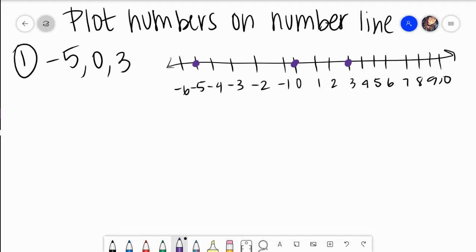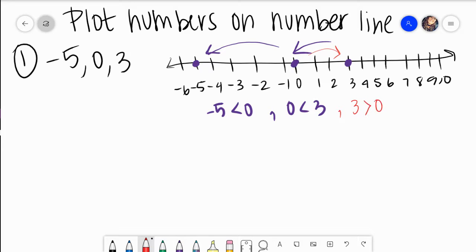This is a visual representation of me being able to see where numbers lie on the number line. If a number is to the left of another number, it means it's less than. And if a number is to the right, it would mean it's greater than. So because -5 is on the left-hand side of 0, we know that -5 is less than 0. And because 0 is on the left-hand side of 3, I also know that 0 is less than 3. And going the other way, my 3 is on the right of 0, so 3 is greater than 0.